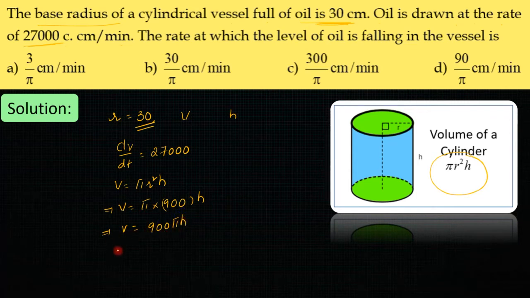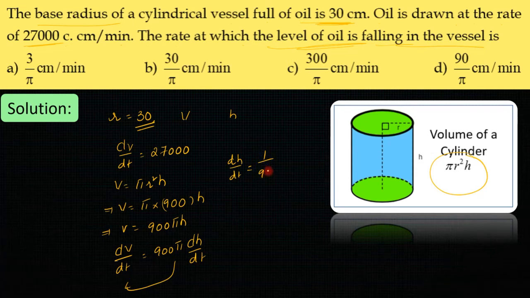Now differentiating with respect to t on both sides, we get dV by dt is equal to 900 pi, which is constant, into the differentiation of h with respect to t, which is dh by dt. Now we have to find the rate at which the level of oil is falling in the vessel. That is, we have to find dh by dt. From this, dh by dt is equal to 1 by 900 pi into dV by dt.